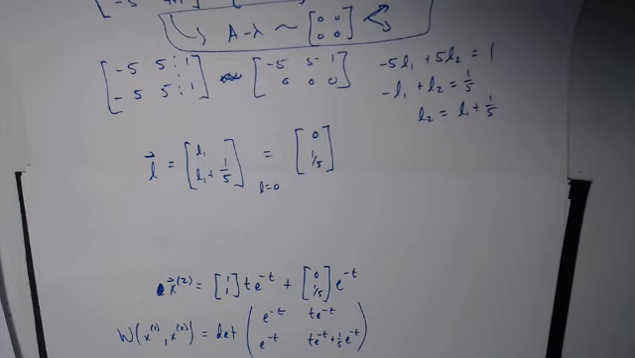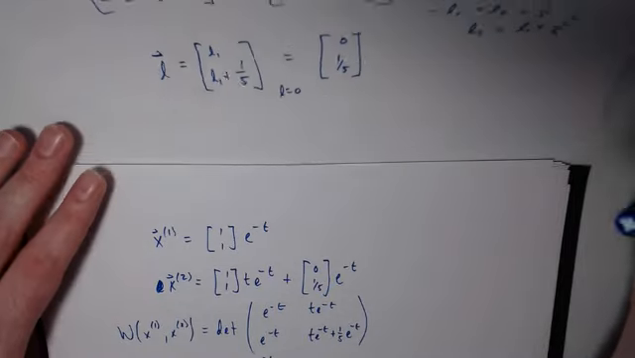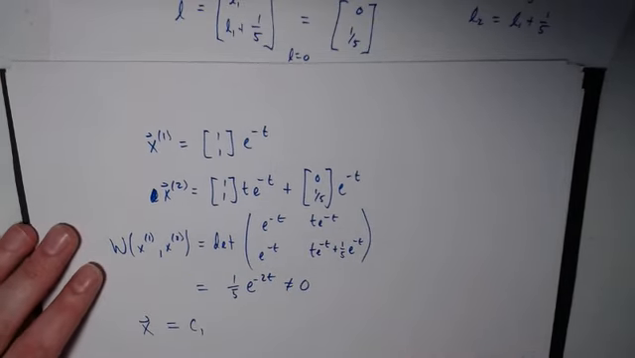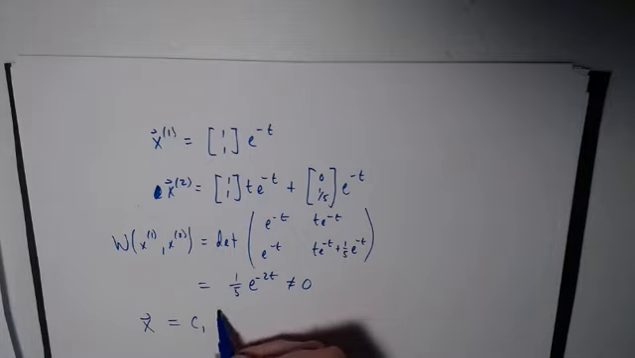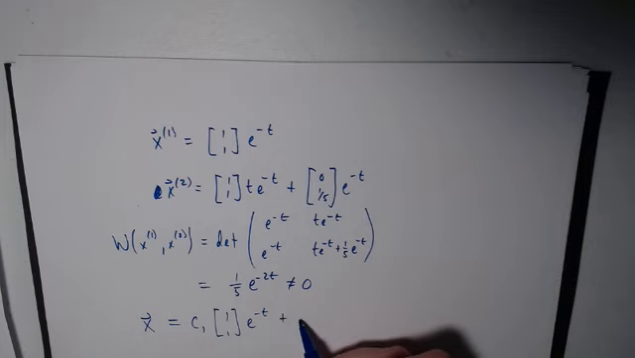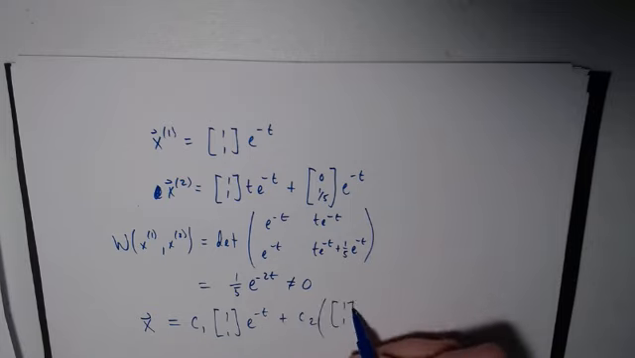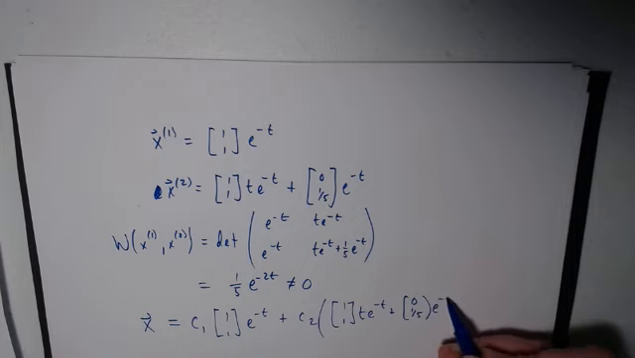so the claim of it being a fundamental set of solutions is verified. And so then that means the general solution will be x equals c1 times x1, that's (1, 1) e to the -t, plus c2 times x2, so that's (1, 1) t e to the -t plus (0, 1/5) e to the -t.